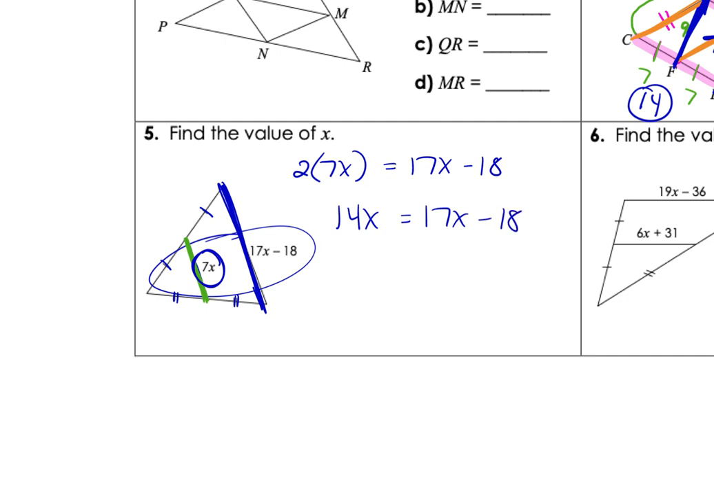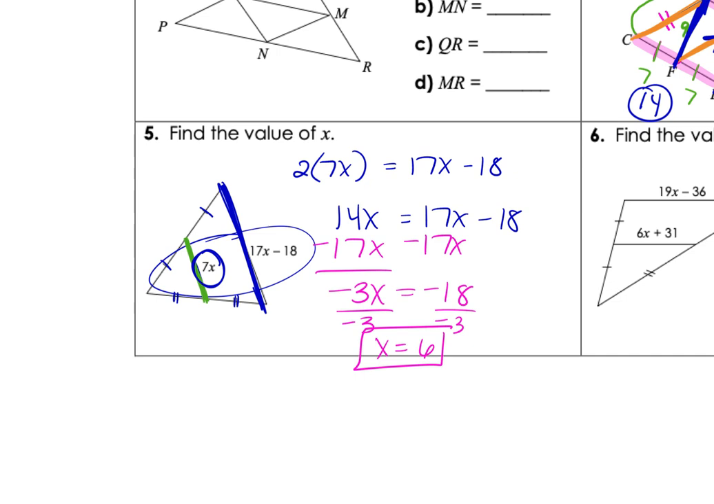You can move the 14x whichever direction you want. I'm just going to work with negatives here because it's less work this way. So you get a negative 3x equals a negative 18, and then divide, and x will equal 6.